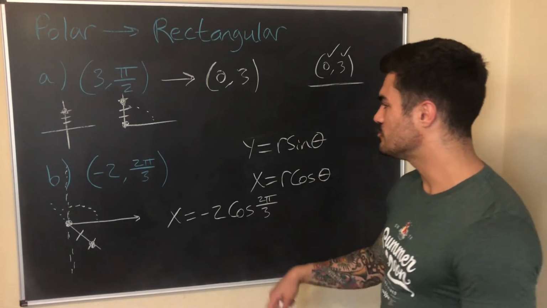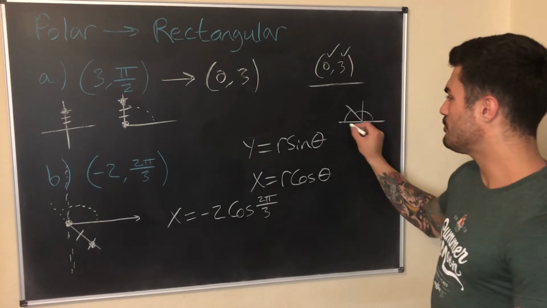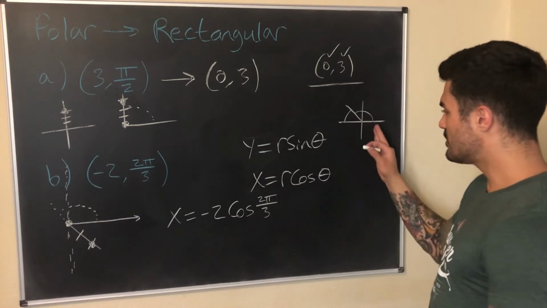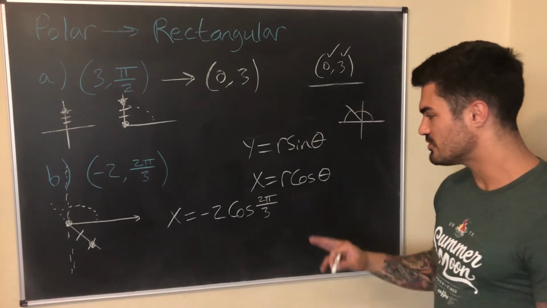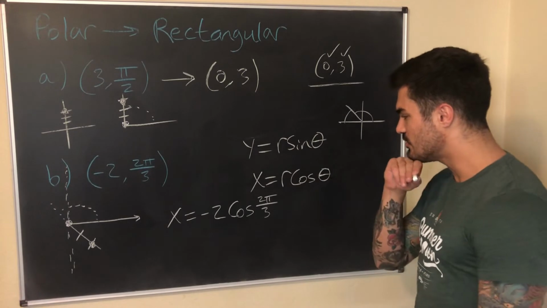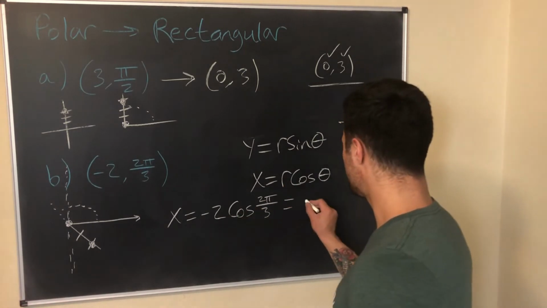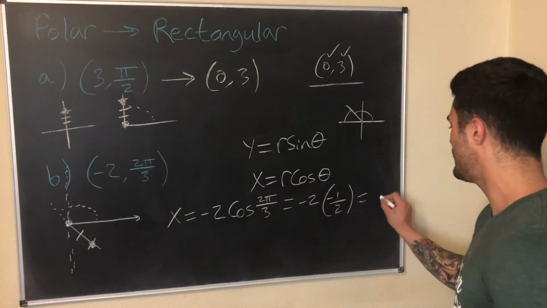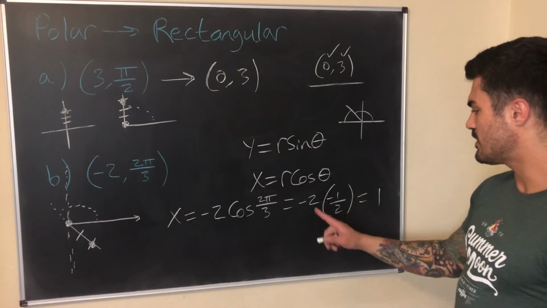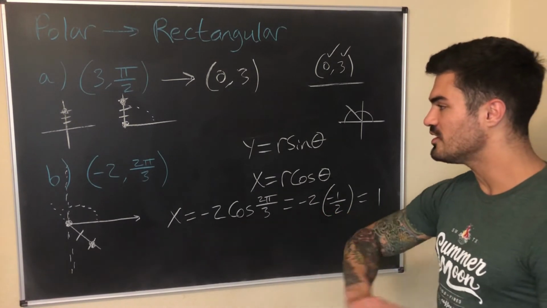Let's see, cosine of 2 pi over 3. Off to the side, I'm just going to write that angle again. That's a pi over 3 reference angle. It's going to be negative because it's cosine in the 2nd quadrant, with a pi over 3 reference angle. That's 1/2, so -1/2. So that equals -2 times -1/2, which is going to simplify to 1, right? The 2's will cancel, the negatives will cancel. That equals 1. So our x coordinate is 1.